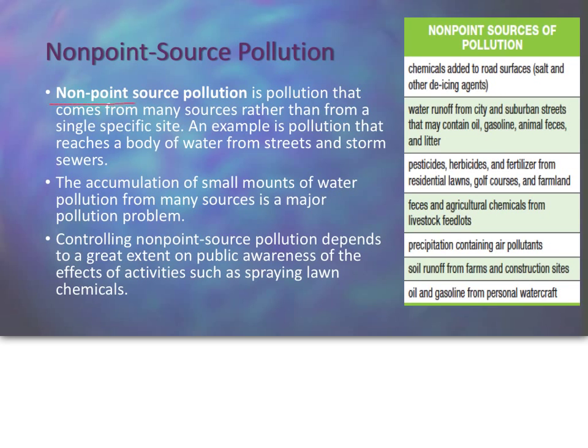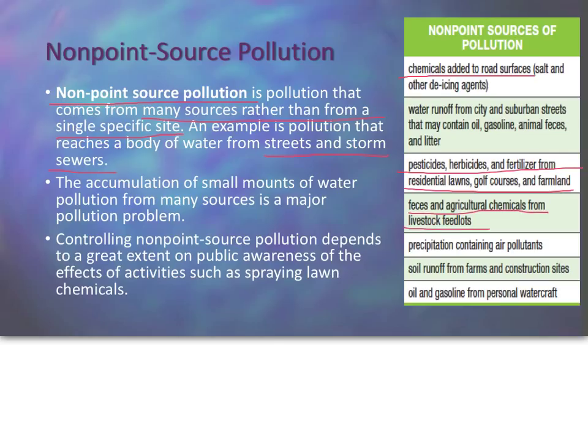Non-point source pollution is pollution that comes from many sources rather than a specific source. Alright, this would be something like the water from streets and storm sewers. After heavy rainfall, if there's a lot of stuff on the street, that's all non-point source pollution. Or ice melting chemicals, salt and other icing agents, that's non-point. Water runoff from a whole city or suburban streets or areas is non-point source. Runoff of herbicides, pesticides, and fertilizer from farmland or residential land, really big.